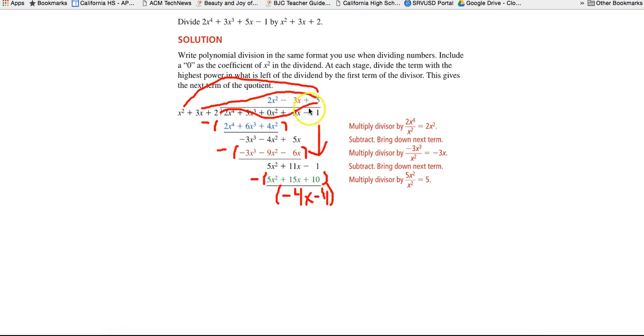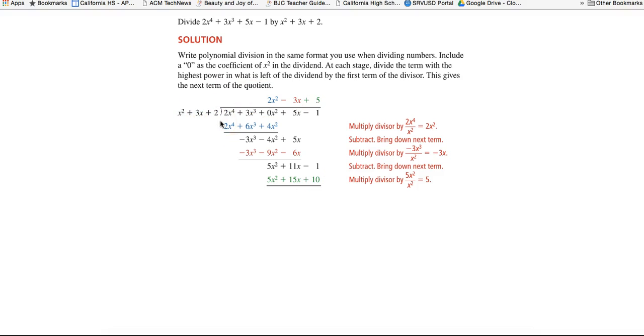So in this case, this is going to be our quotient, and we're going to have a remainder of minus 4x minus 11. And remember, we always write our remainder as a quotient over our divisor. So we're going to write this as minus 4x minus 11 over x squared plus 3x plus 2. So let me go ahead and get this up for you. You're going to see when we subtract this, we get minus 4x minus 11. And when we complete this, we're going to get our quotient here, 2x squared minus 3x plus 5, plus our remainder right here. So we get minus 4x minus 11 over x squared plus 3x plus 2. That's our answer right here.